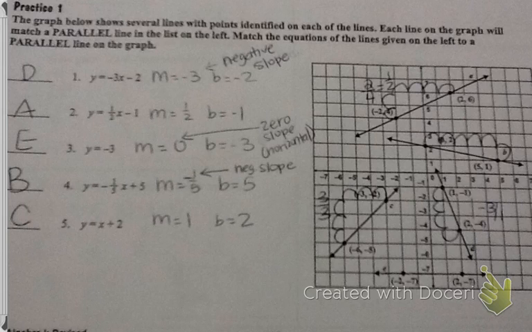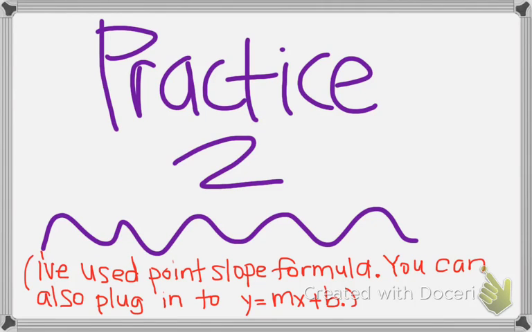Practice 2. Answer the questions below. Press pause. When you're ready for the answers, press play. When you're checking your answers and comparing your work to my work, remember that I've used point-slope formula. You can also plug into y equals mx plus b if that's the way you like to work the problems.